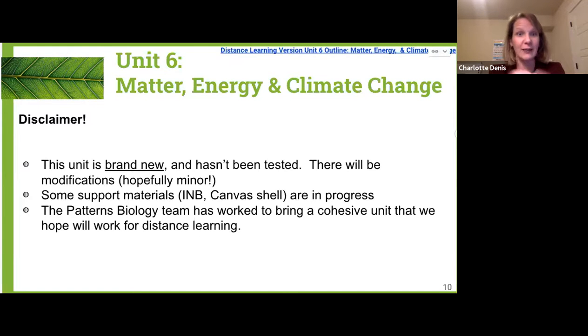We've done the best job that we can in putting together the materials for students, but there are probably going to be typos. There are probably going to be things that got missed, but hopefully those will be caught quickly and fixed. Some of the support materials are still in progress. So the interactive notebook, for example, isn't done yet. And if you're using the public Canvas shell that we put up on the Canvas Commons, that's also not done. But I have to finish those this week because I will be starting it a week from Tuesday.